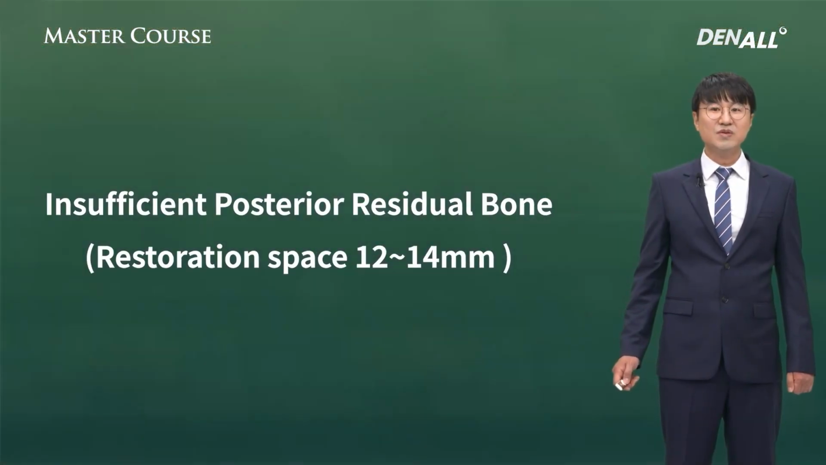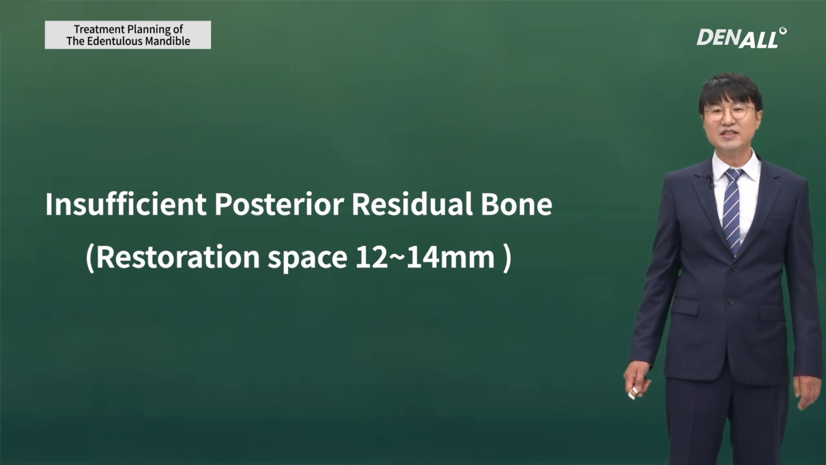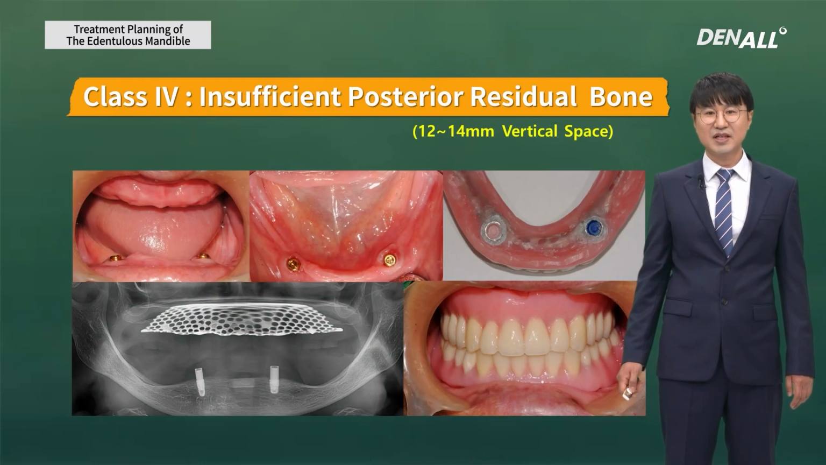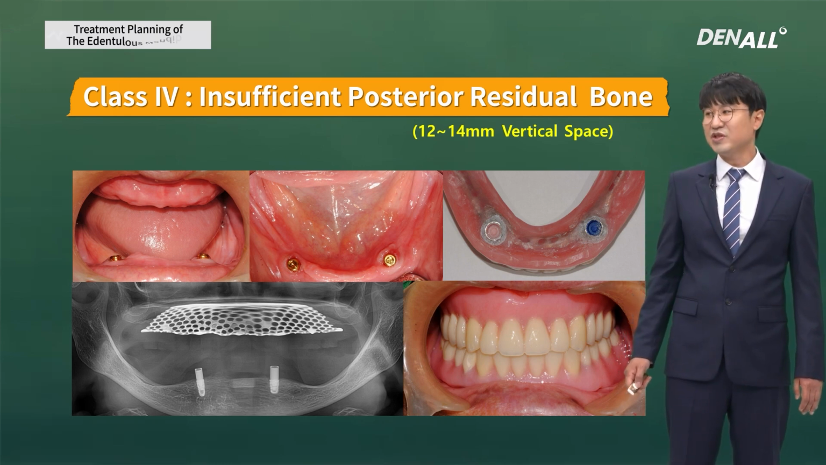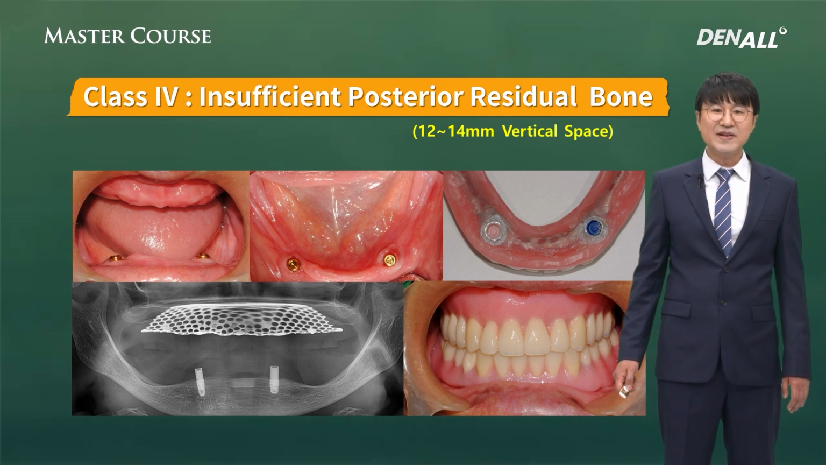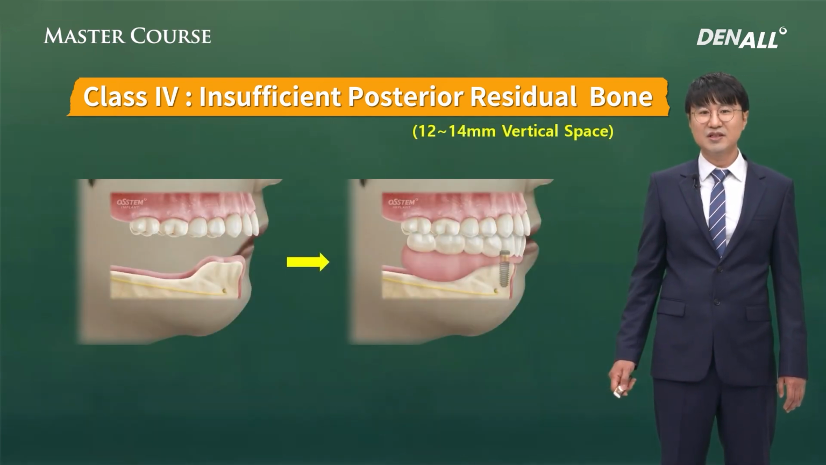Next is when there's insufficient posterior bone and restoration space is about 12 to 14 millimeters. So in this case, a facial form improvement is needed. An overdenture, I also believe, is the most general option.